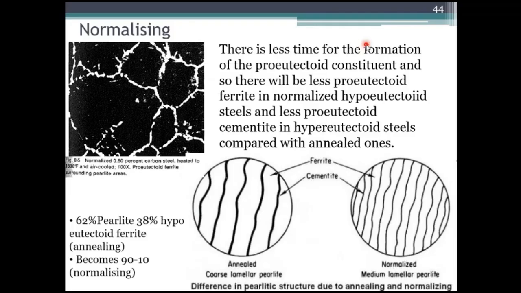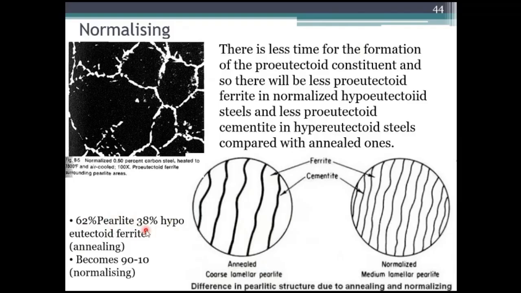Okay, so here, if you see, this is an annealed component wherein it will have a very coarse lamellar pearlite. The white color portions we call ferrite, and the black color portions we call cementite. So pearlite, ferrite and cementite will be alternatively formed, which can be compared with the annealed one. Usually 62% pearlite will be there and 38% ferrite will be there.